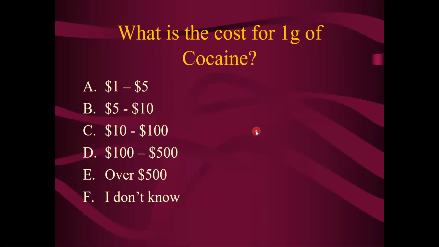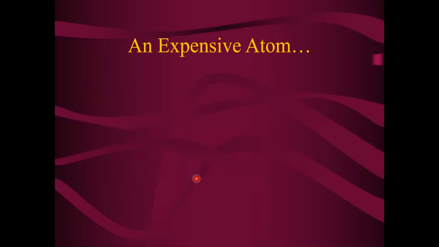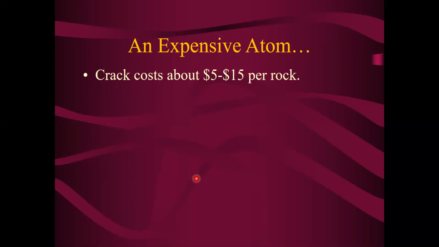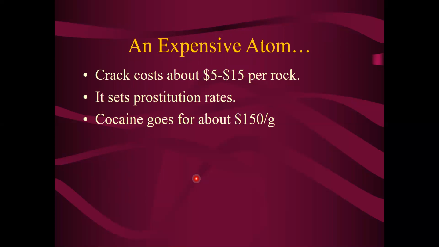you study it. And actually the economics of the drug trade are fascinating. But if we move on here, it is an expensive atom. So crack costs about $5 to $15 per rock. Okay, and that's how they can end up being bought. Cocaine, on the other hand, and one of the things that happens with this is that it has always been known to correlate with rates that are charged for prostitution. So as crack prices go up, so do rates for prostitution, and so on, and down, and so on. Cocaine, however, goes for about $150 per gram.